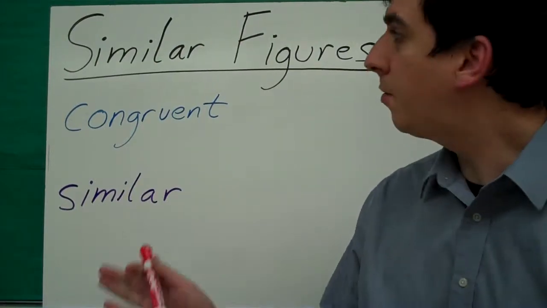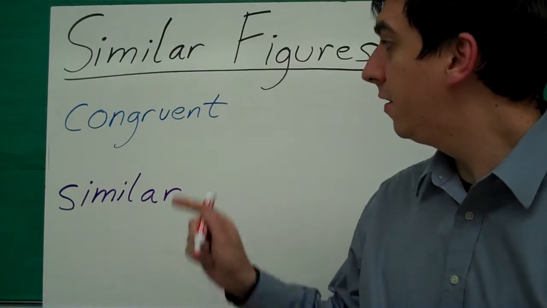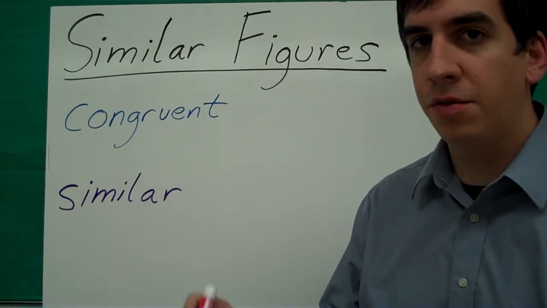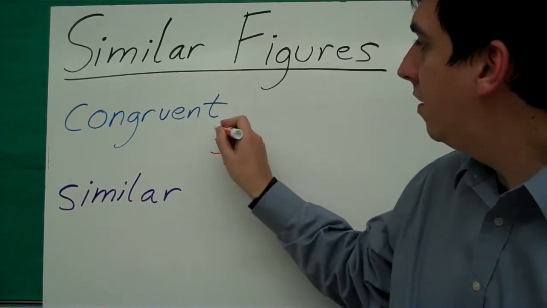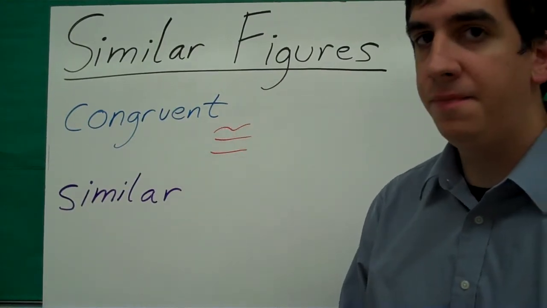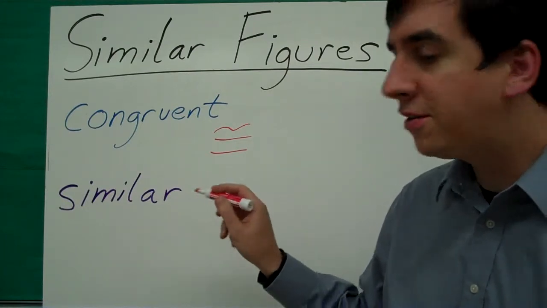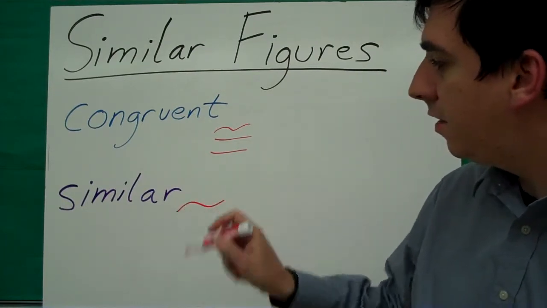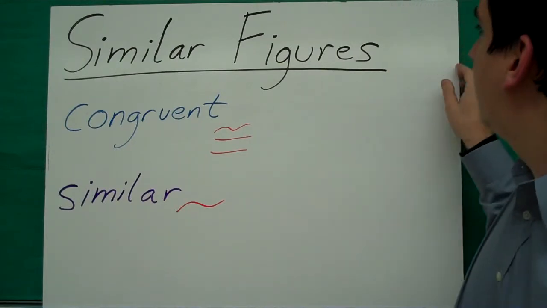Hi math friends, today we're looking at similar figures. There's two terms that we need to know here. The first is congruent. Congruent is when measures are the same, and the symbol that you're going to see looks like that. Similar we'll talk about throughout, and I'll show you the symbol right now. So the symbol for similar is just like this.